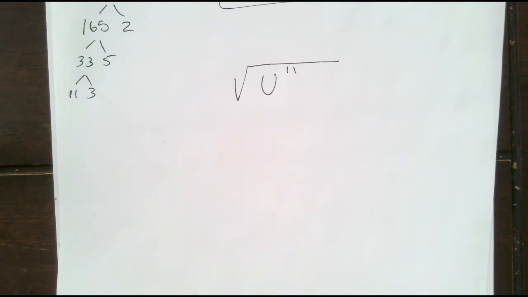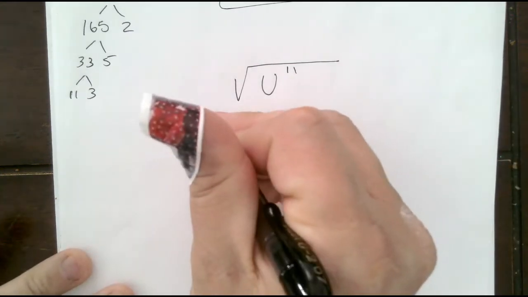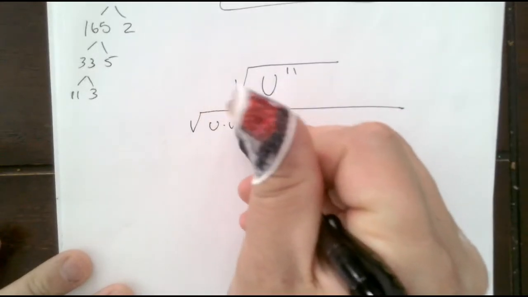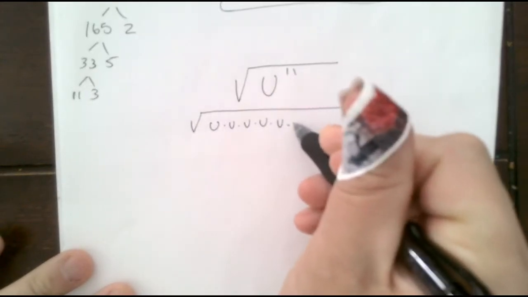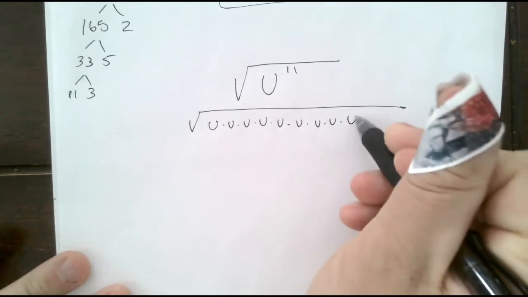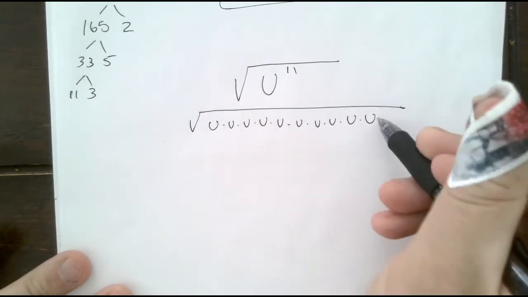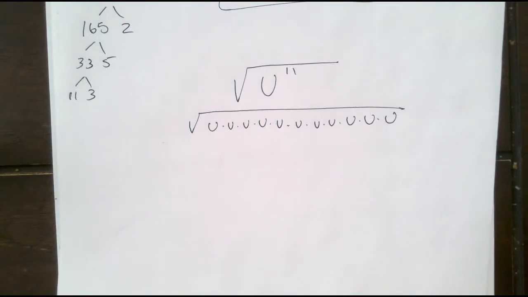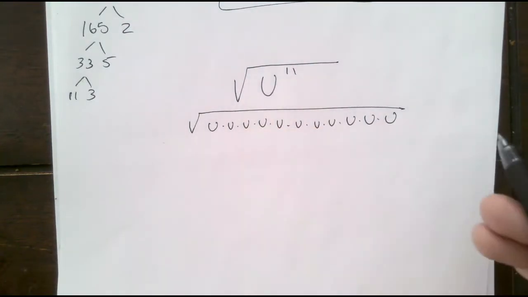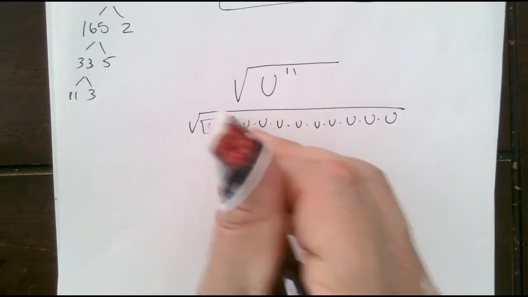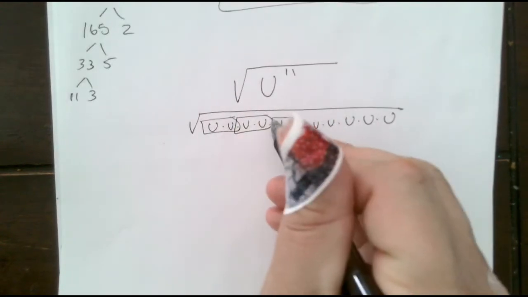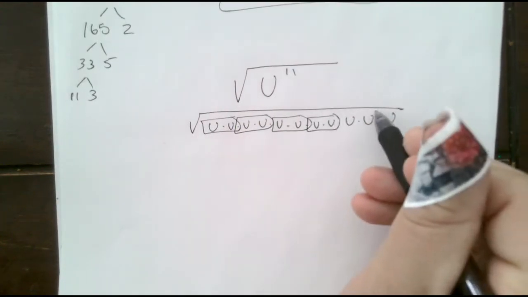So remember, we're looking for pairs, right? And pairs have 2. So what we're going to do is this, and I'm going to teach you the shortcut to do this. First, I'm going to show you the long way. Technically, u to the 11th is u written, how many is that? 1, 2, 3, 4, 5, 6, 7, 8, 9, 10, 11. u to the 11th is rewritten as u 11 times. And then what we're going to do is look for pairs. 1, 2, 3, 4, 5.